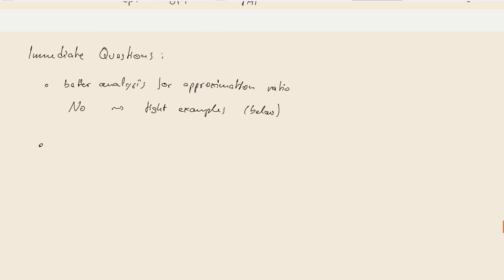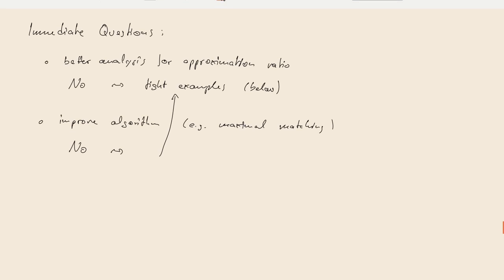The second question is, can we improve the algorithm, e.g. by using maximal matching, as just mentioned, and not only inclusion maximal. But here again, the answer is no, and the reason is the same: the examples actually show that the maximal matching there gives only this approximation ratio of 2. So you won't succeed along this line either.